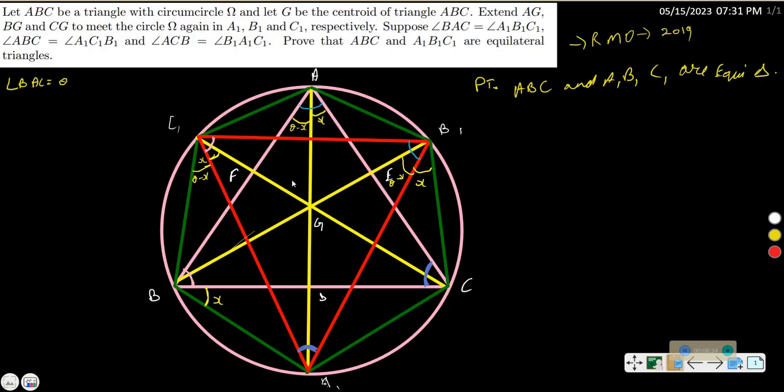Wait, x, this angle is x. Now we have to prove that... wait a moment. This angle is x, so is this, okay. We know that this angle would also be x, because this whole angle is theta, so this angle would be x.